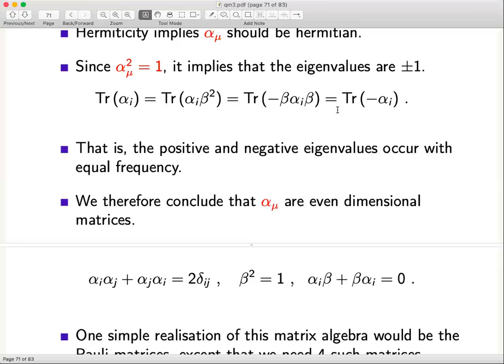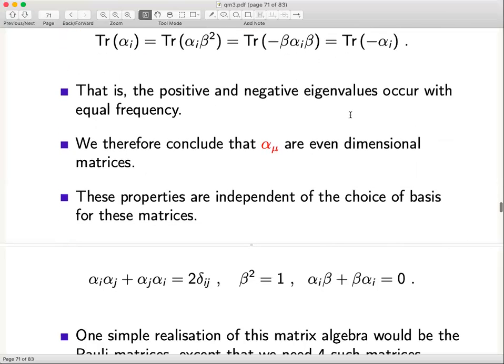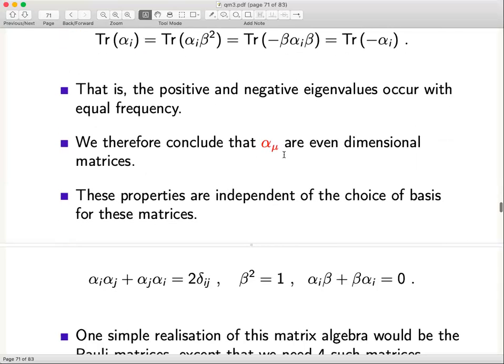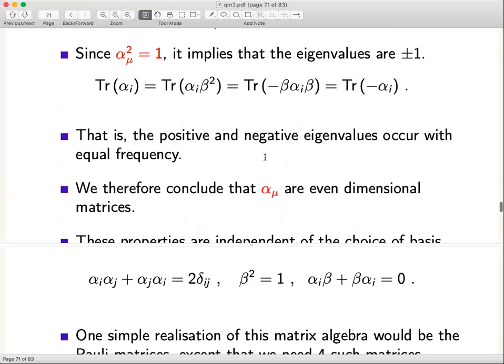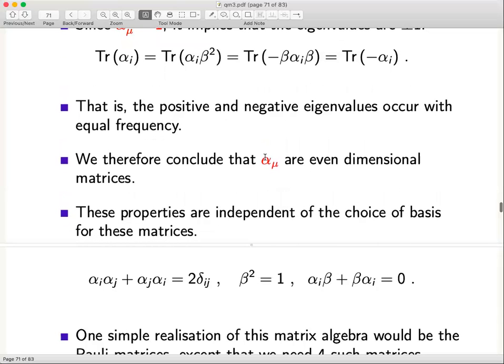Now, of course, you can do the same exercise with the beta matrix also. There is nothing very special happening. All you do is replace alpha I by beta and replace beta by alpha I, where alpha also squares to 1 from this relation. If you do the same exercise, you will find that beta also is a traceless matrix. So eventually what we learn is that all components of alpha mu are traceless matrices with eigenvalues plus or minus 1, and that tells you that alpha mu must be an even dimensional matrix.